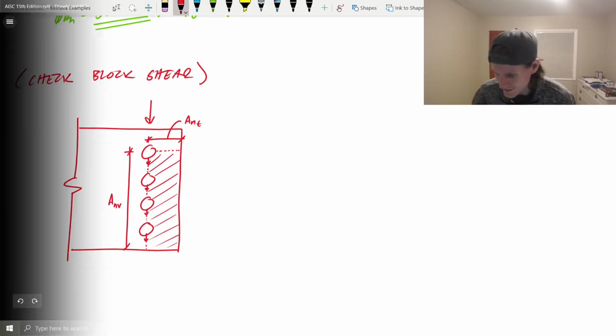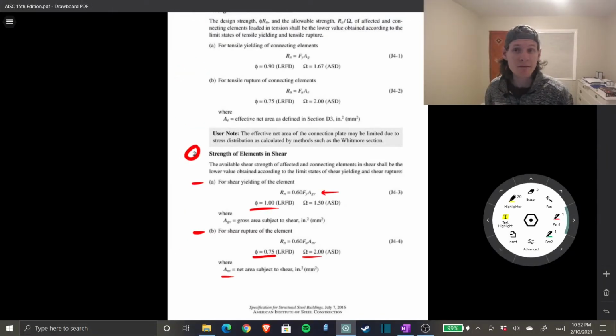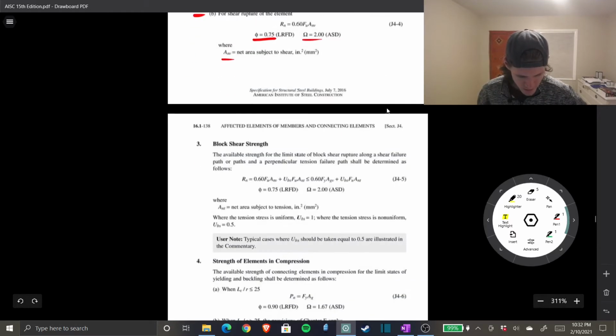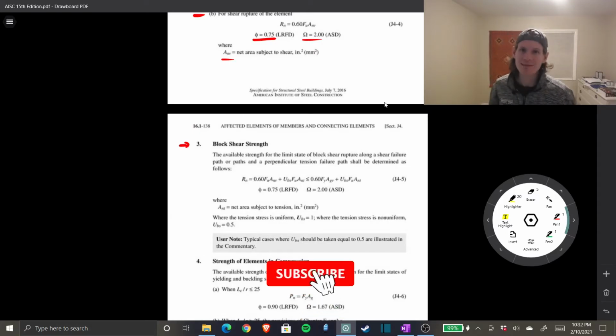So here we are where we left off in Chapter J, and now we've got to go on a journey together. We have to flip all the way through this book. You ready? Oh, we're here. Part 3, literally one page after. Block shear strength. Oh my god, we made it, everybody.